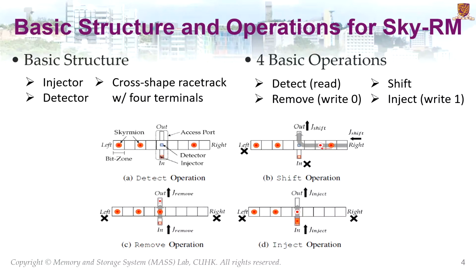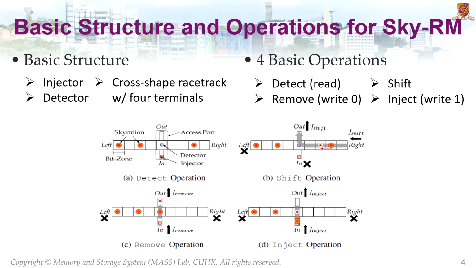And figure B shows the example. We can see that if we inject a current from the right terminal to the out terminal, then the Skyrmions on the right-hand side will be shifted to the left by 1 bit. The third one is the remove operation, which is equivalent to write 0. We can see in figure C, if there is a Skyrmion at the access port, we can give a remove operation to shift that Skyrmion out from the racetrack.